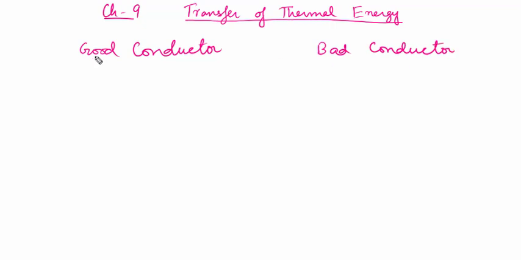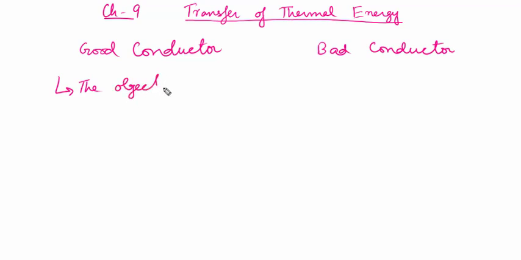So good conductors are the ones that allow the heat and electricity to pass through them. And bad conductors are the ones that do not allow the heat and electricity to pass through them. So that's the simplest definition of the good conductor and a bad conductor. So I'll just write it here.